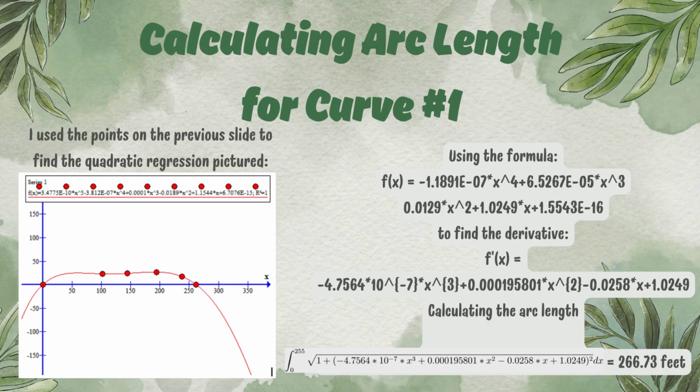So it goes from 0 to 255 feet of the square root of 1 plus the derivative squared. And when I calculated that, I got that the total arc length is about 266.73 feet.